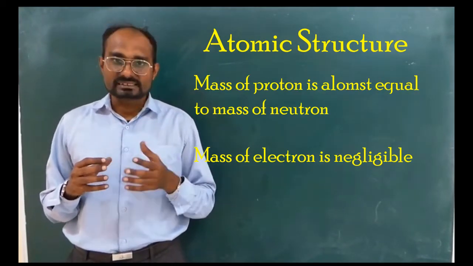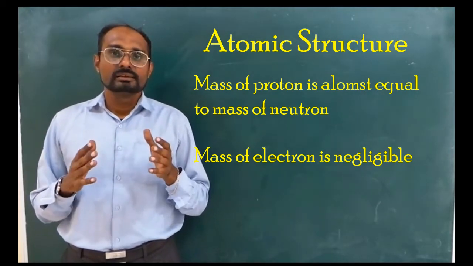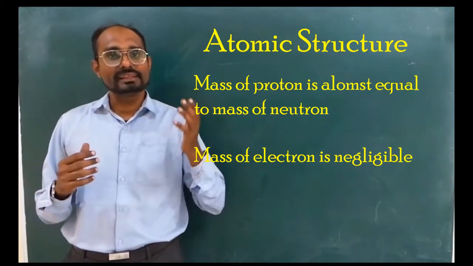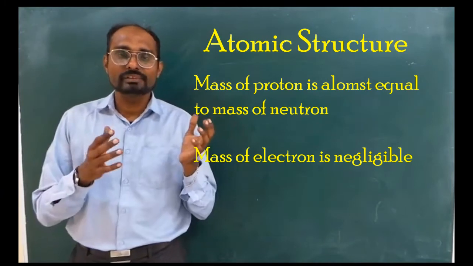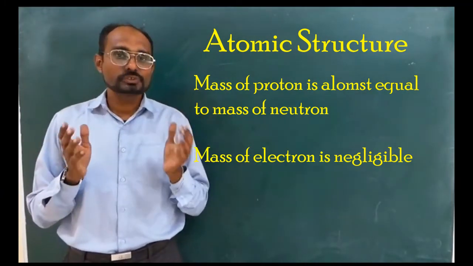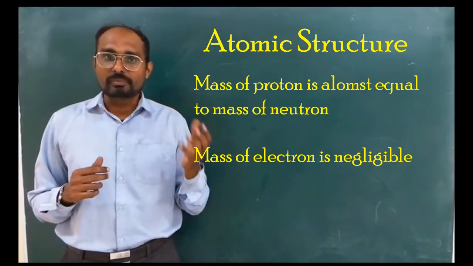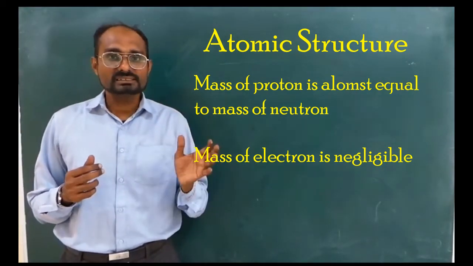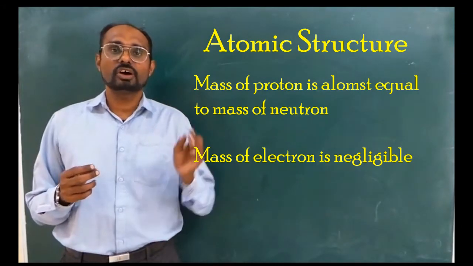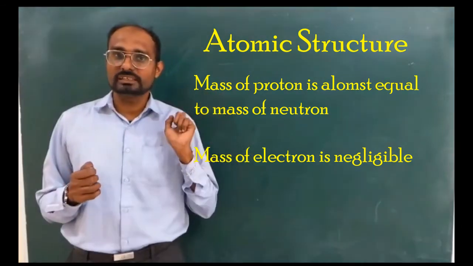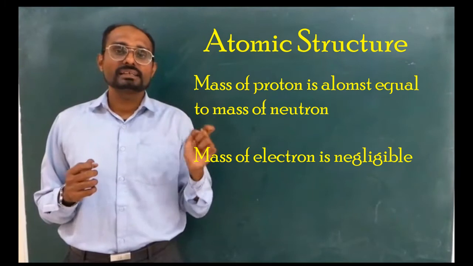Now coming to mass. Here we come across two terms. One is atomic mass, the other one is mass number. Please don't get confused between them. When we say atomic mass, the mass of the atom is because of protons and neutrons only, because electron mass is negligible.